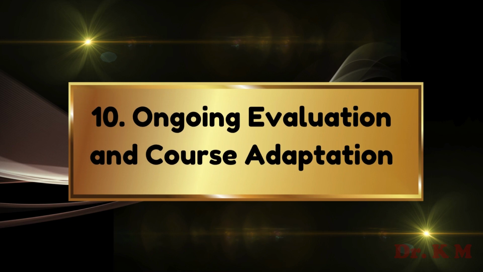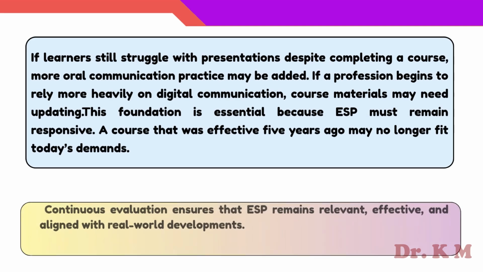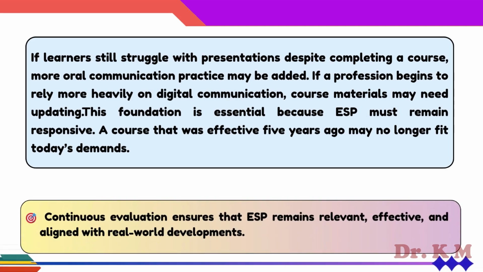10. Ongoing evaluation and course adaptation. ESP is not a static system. Learner needs, workplace demands, and academic expectations can change over time. Therefore, an ESP course must be regularly reviewed and adjusted. This evaluation may involve learner feedback, teacher reflection, observation of classroom performance, workplace or academic performance data, assessment results, consultation with institutions or employers. For example, if learners still struggle with presentations despite completing a course, more oral communication practice may be added. If a profession begins to rely more heavily on digital communication, course materials may need updating.